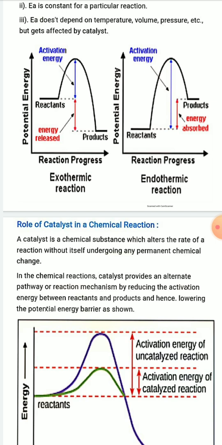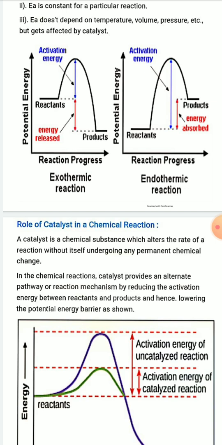So see the first figure given on the left side. This figure is for exothermic reaction. In case of exothermic reaction, according to the figure, it is shown that the energy of reactant is higher than the energy of product. That's why in this exothermic reaction, energy will be released. That's why this is exothermic reaction.